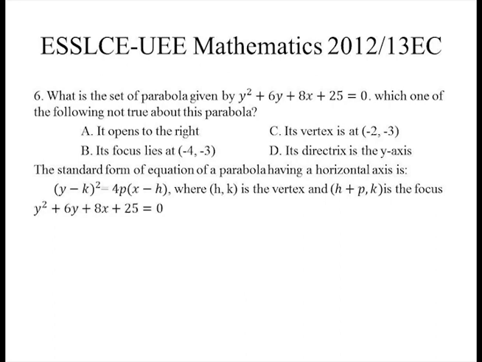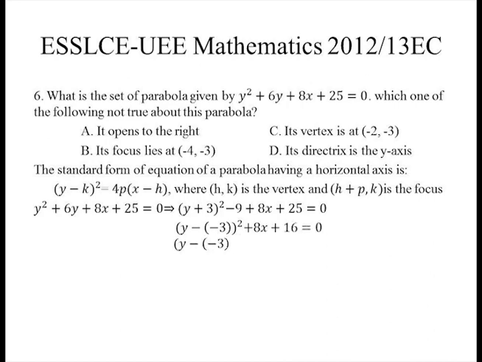y squared plus 6y plus 8x plus 25 is equal to 0. Divide the coefficient of y by 2 and then deduct the square of the quotient from y plus 3 the whole square. Thus y plus 3 the whole square minus the square of 3, which is 9, plus 8x plus 25 is equal to 0. Y plus 3 means y minus negative 3 the whole square, plus 8x plus negative 9 plus 25, which is 16, is equal to 0.